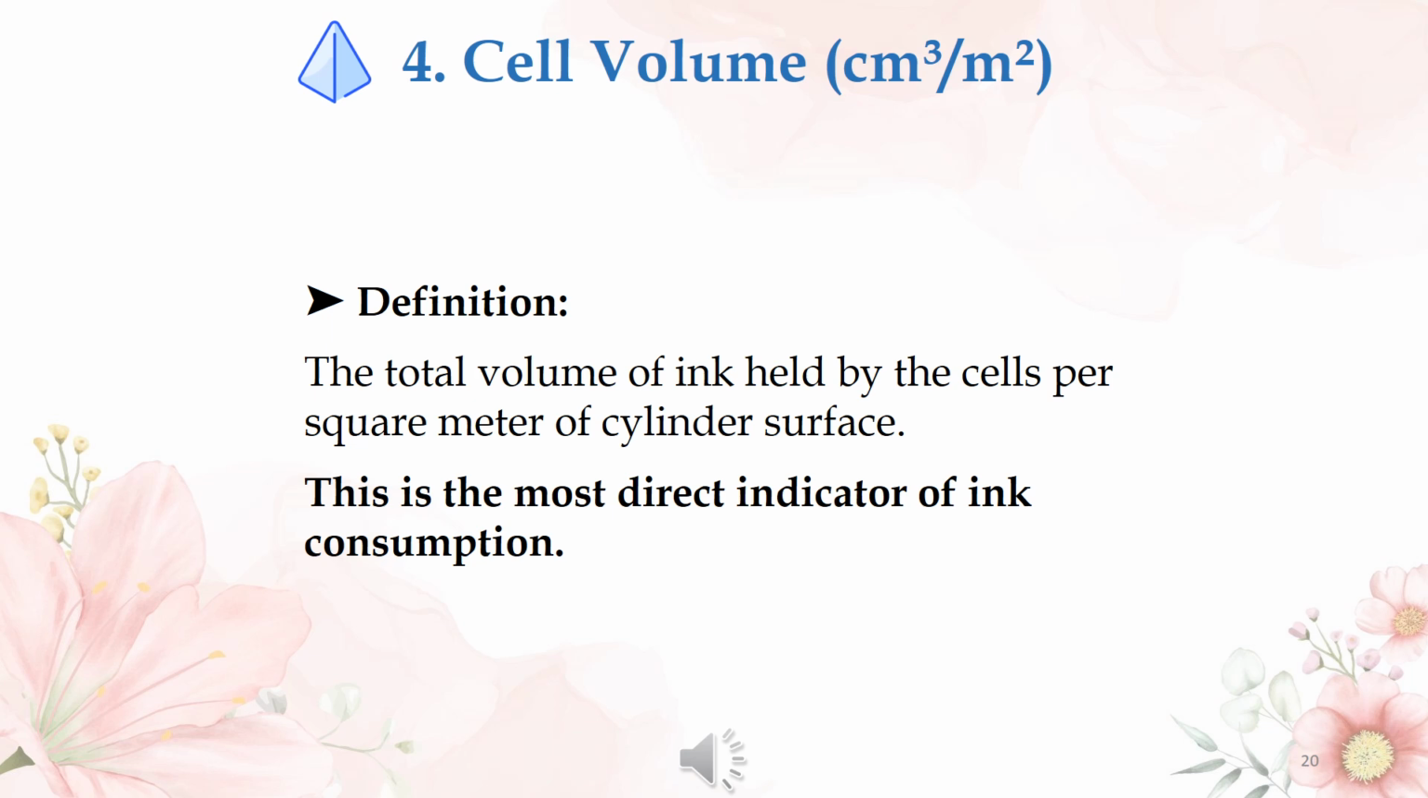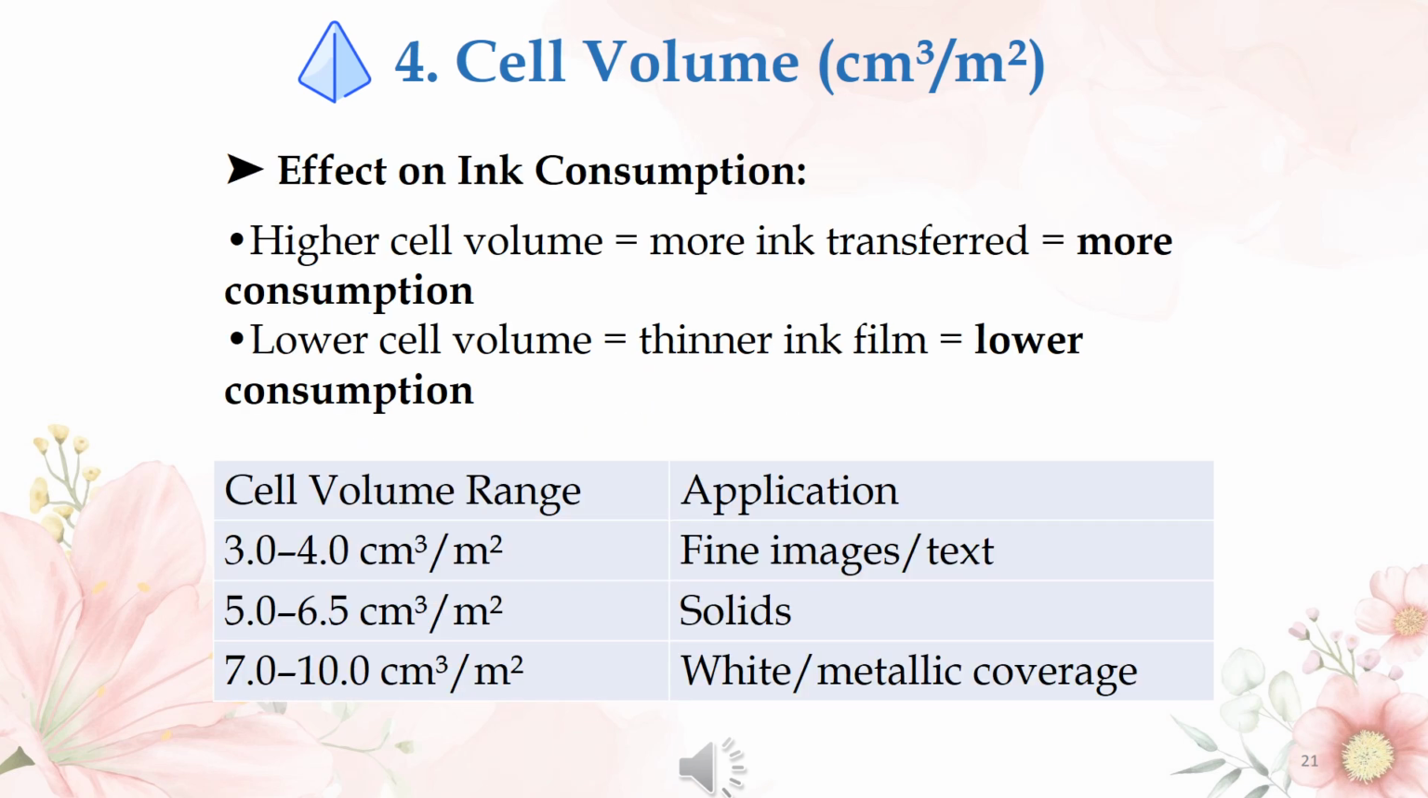Cell volume is the total volume of the ink held by the cells per square meter of cylinder surface. This is the most direct indicator of ink consumption. Higher cell volume means more ink transferred, means more ink consumption. Lower cell volume means thinner ink film, means lower consumption. Cell volume range and its application are mentioned in the table below.